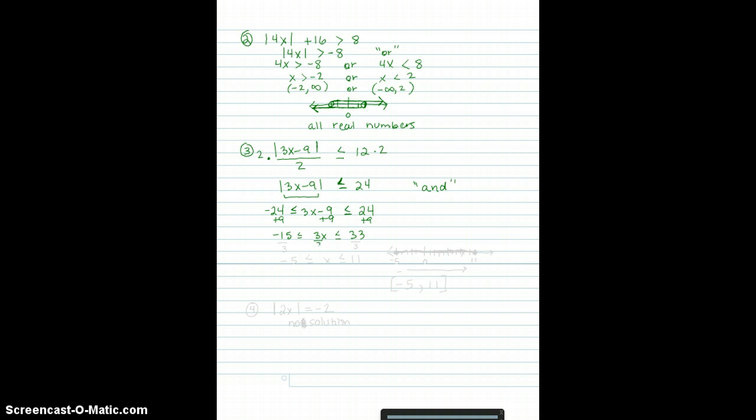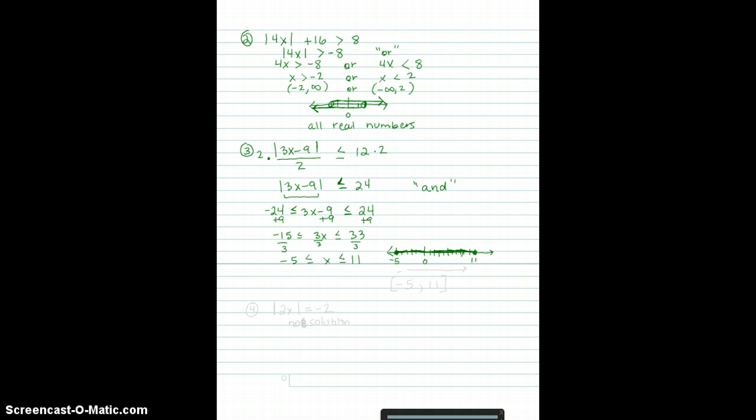And now we're going to divide by 3 in all 3 places. So that's going to give me negative 5 is less than or equal to x is less than or equal to 11. So on a number line, here's 0, we would go out to negative 5. And we're going to put a closed dot since there's an equal to. And then we go out to 11. Okay, extend my number line. Sorry, I didn't make it long enough. Here's 11, and put a closed dot there. And the solution set is everything in between.